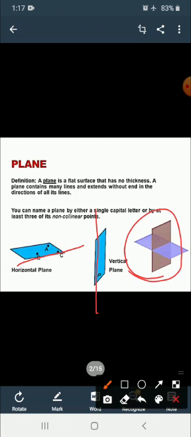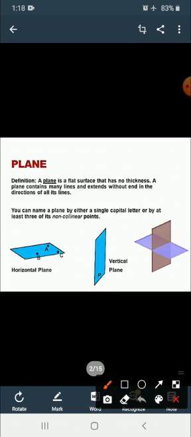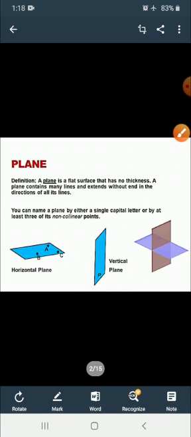You can name a plane by either a single capital letter or by at least 3 of its non-collinear points. Here you can see a vertical plane, it is denoted with a single capital letter, or else you can denote it using 3 non-collinear points. A paper is a model for a plane surface.